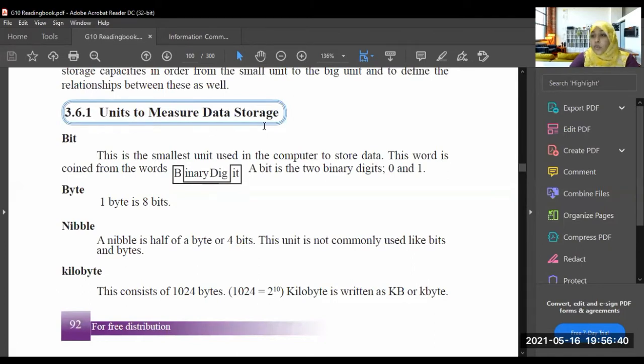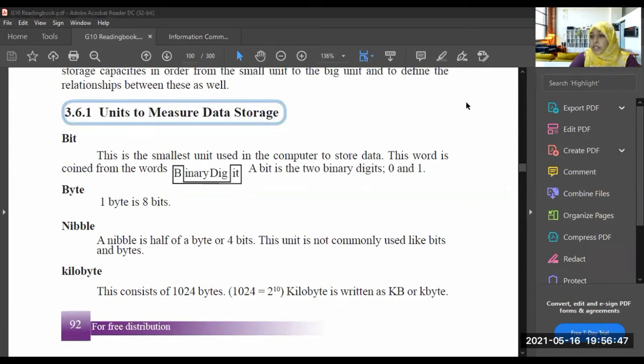So, what are the units to measure the data storage? For example, there are units to measure liquid, isn't it? There are units to measure rice. There is storage.